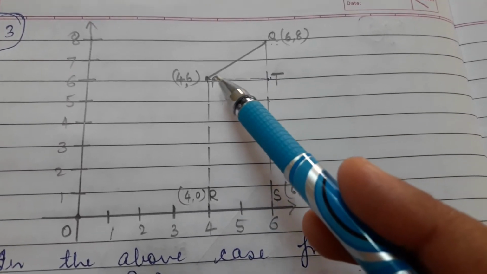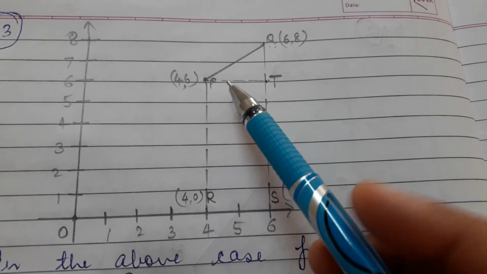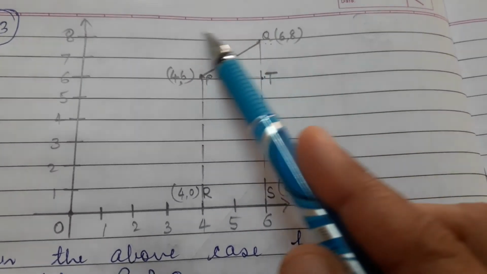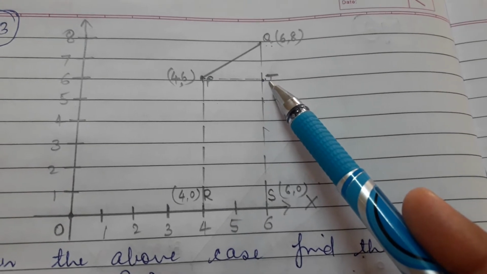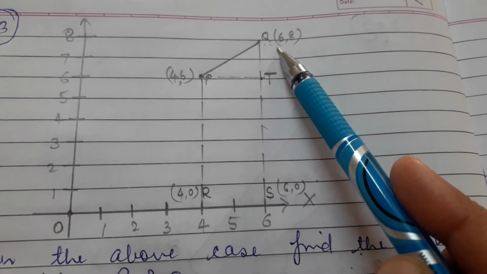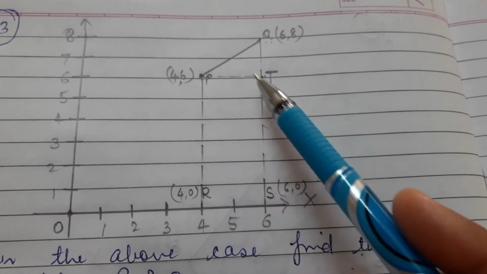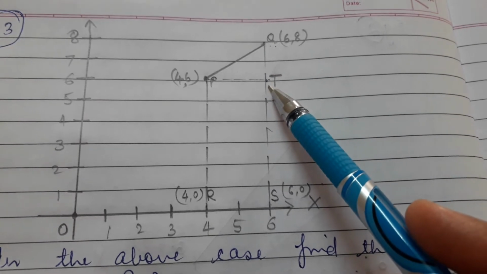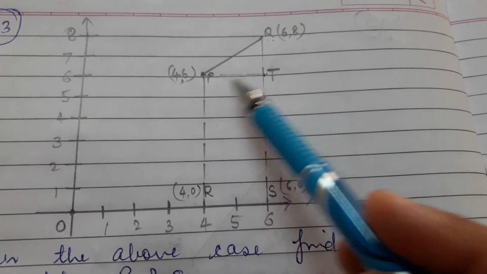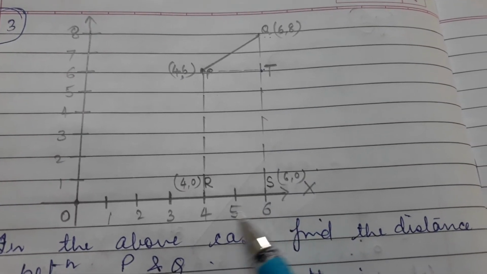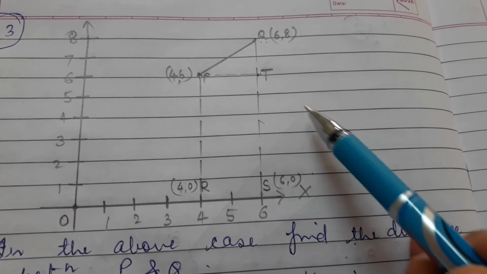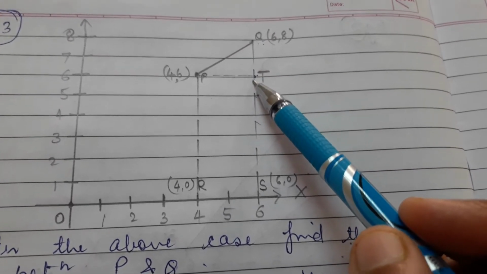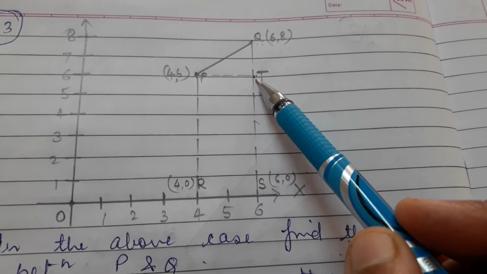Now to find the distance between P and Q, we can draw a perpendicular here to T, which makes this a triangle PQT, and we can find the distance between P and Q using the Pythagoras theorem. Again, you know what is the Pythagoras theorem? Hypotenuse square is equal to base square plus perpendicular square. If we have to find the distance between P and T, we can look here. 6 minus 4 will give you 2, and the distance between these 2 points, that means QT, will give you again 8 minus 6, and that will give you 2.